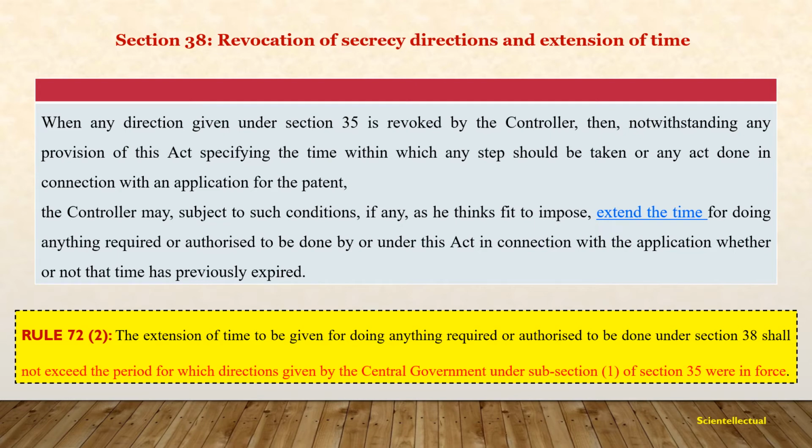The relevant rule is Rule 72. The extension of time to be given for doing anything required shall not exceed the period for which the direction given by the central government was in force. That is, if the time period for the secrecy direction was, say, 8 months, then 8 months of extension of time will be given for completing the pending action.